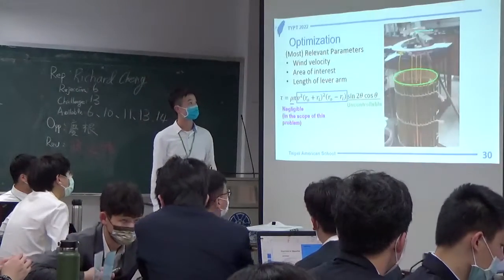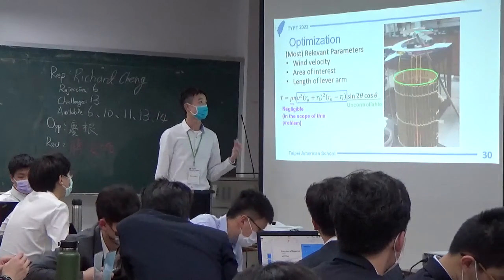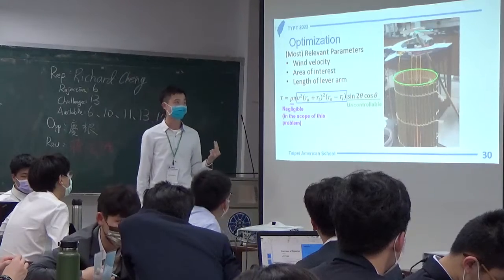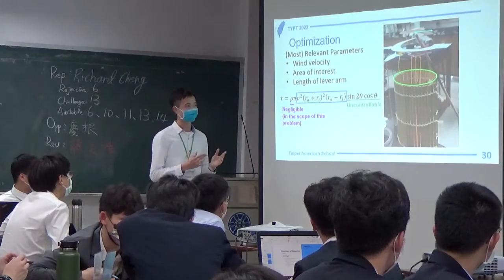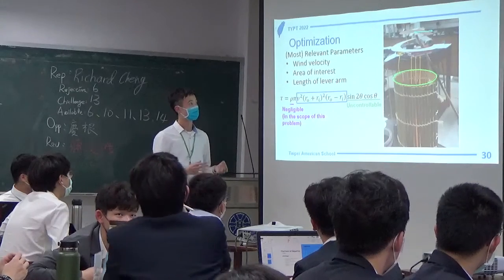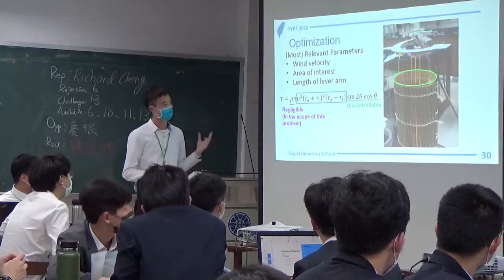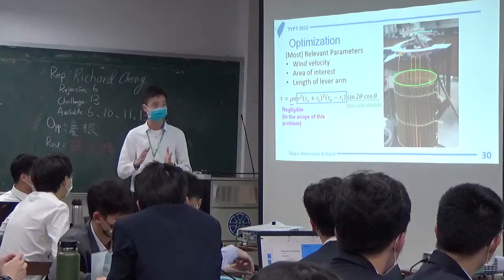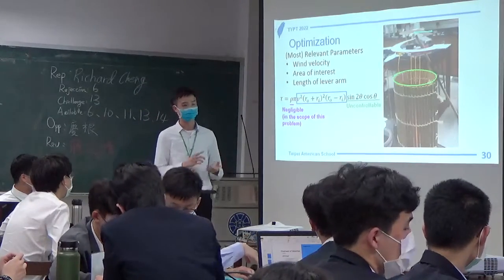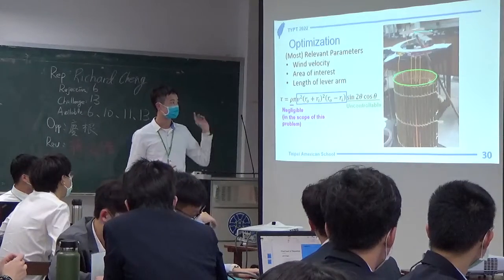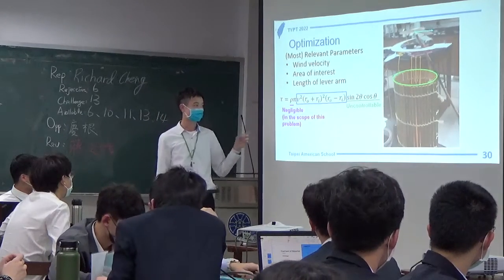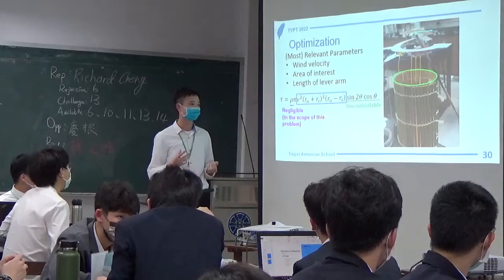And my conclusion. So for optimization, the most relevant parameters are wind velocity, which I can change by adding more handles or having more powerful handles that generate more heat. I also have my area of interest, how much air is hitting the spiral, and the length of the lever arm, which is like the radii of the spiral. Rho, air density, is negligible because, as I explained, I can't really test this.